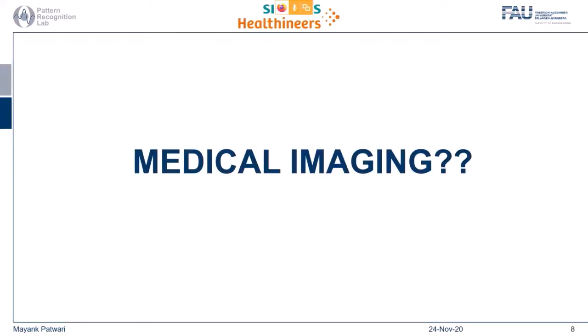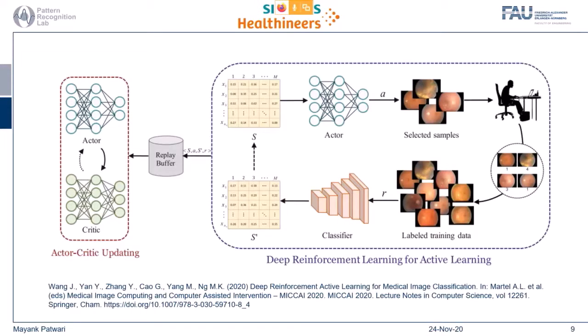But we are the health hackers, not just the hackers. So let's talk about medical imaging. This happened this year where someone used deep reinforcement learning for active learning. Now, how this paper worked is that usually you want to classify medical images, but doctors don't have the time to sit and label medical images, especially during a pandemic. They've got better things to do with their time.